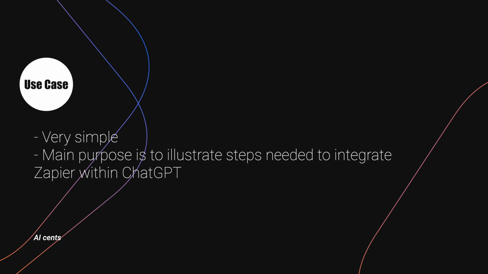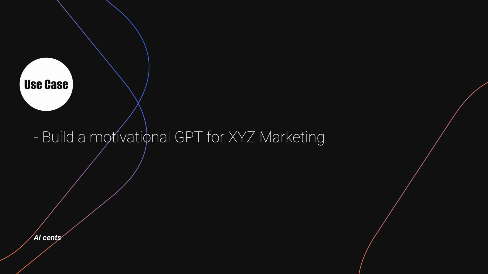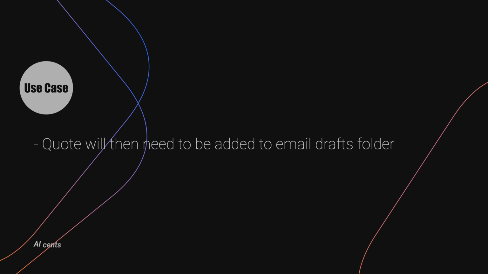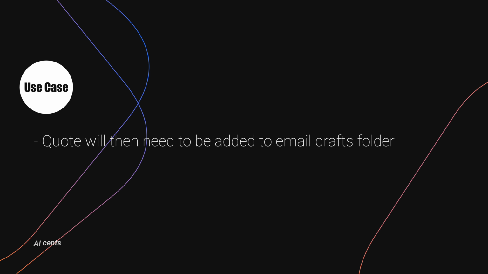We'll keep our use case for this one fairly simple, just to illustrate the steps involved in using Zapier within ChatGPT. Let's build a motivational GPT that gives us motivational quotes for our team at XYZ Marketing. And then we'll add those quotes to our email drafts for when we need to send a pick-me-up.